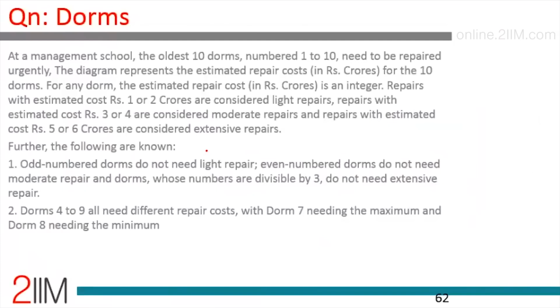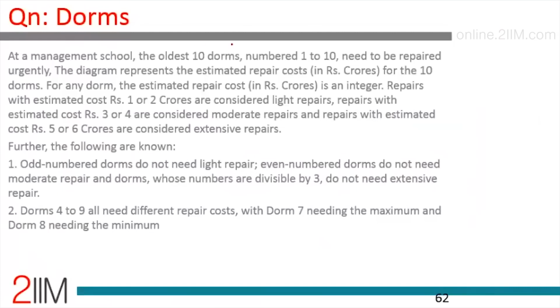Further, the following are known. Odd numbered DOMs do not need light repair. Even numbered DOMs do not need moderate repair. And DOMs whose numbers are divisible by 3 do not need extensive repair. DOMs 4 to 9 all need different repair costs, with DOM 7 needing the maximum and 8 needing the minimum.